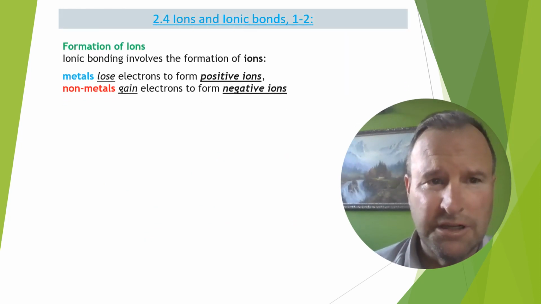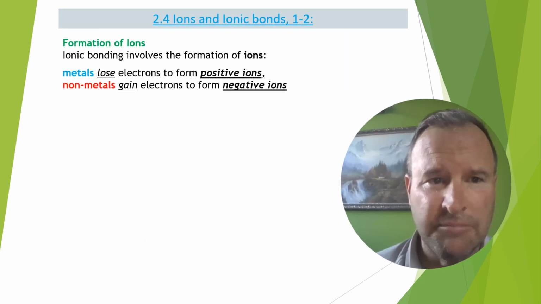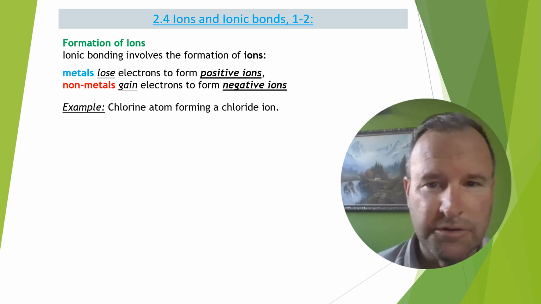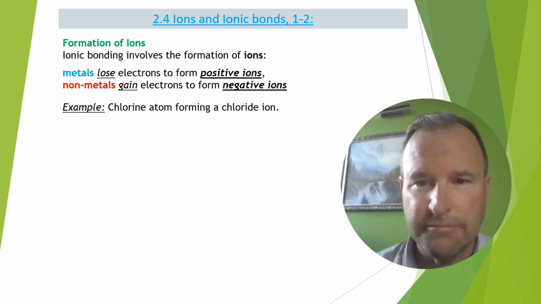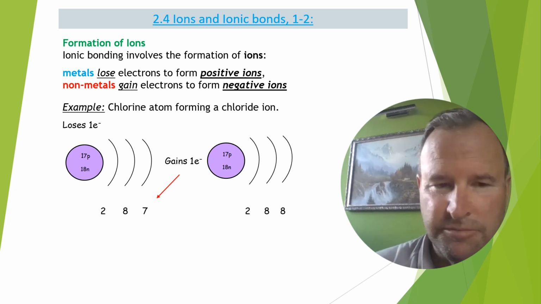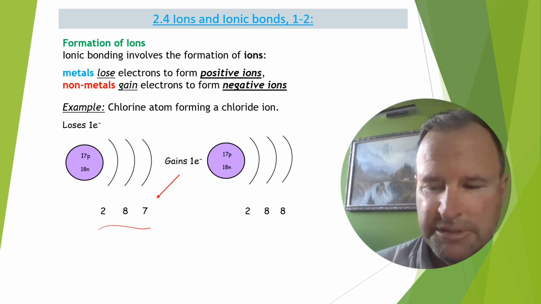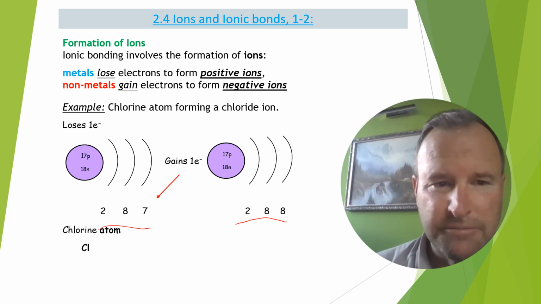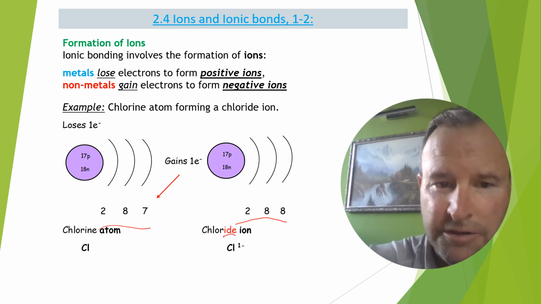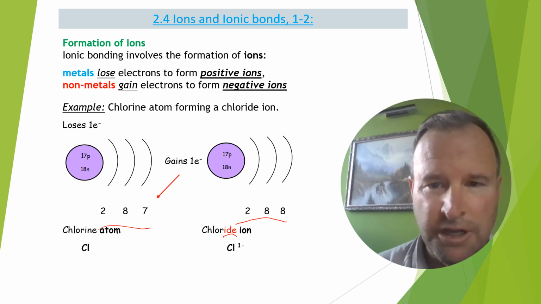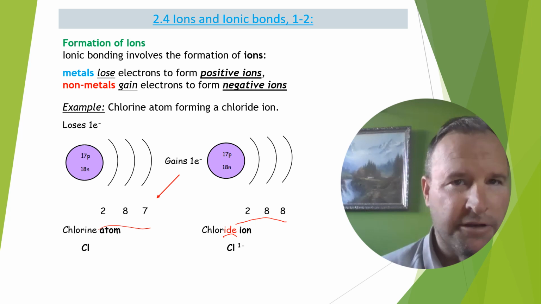We have a look at the next formation of ions. Again, we're going to look at non-metal ions. A chlorine atom forming a chloride ion, which we'll look at now. So you can see this is a chlorine atom, 2,8,7, atomic number 17, and we can see it forms a chloride ion. I'll note that as a non-metal the name changed, chloride ion. It's not called the chlorine ion, it's called the chloride ion.